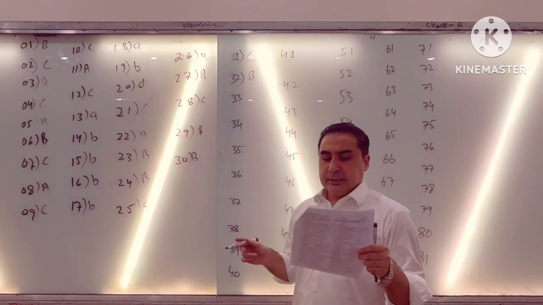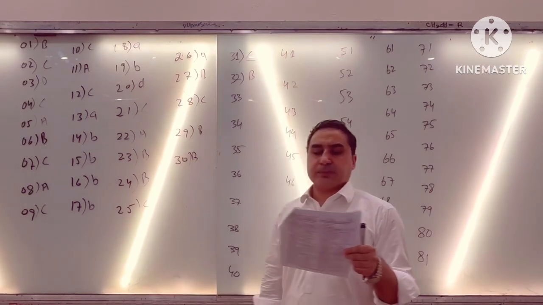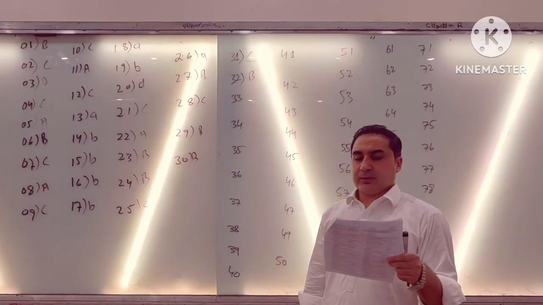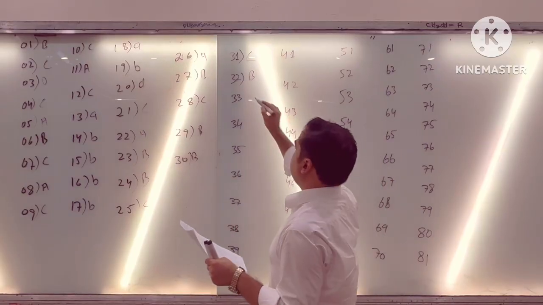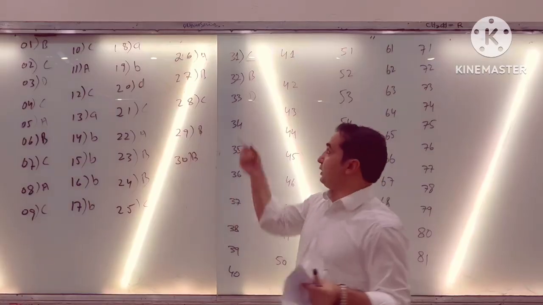So the question: the type of cartilage present in the human respiratory system: hyaline, fibrous, elastic. The correct option is both A and C, that is, hyaline is present and elastic is present. The correct option is D.